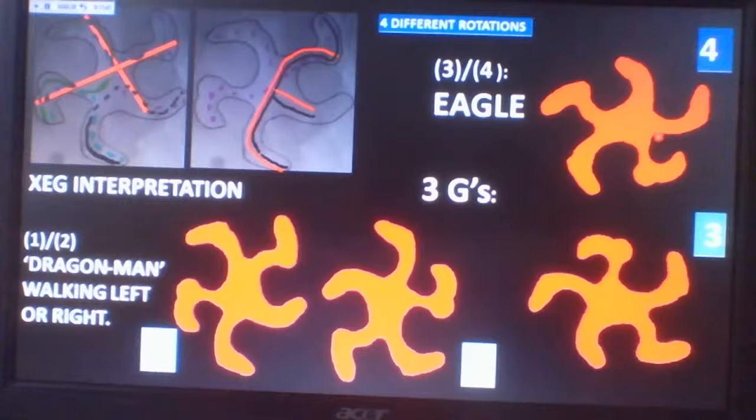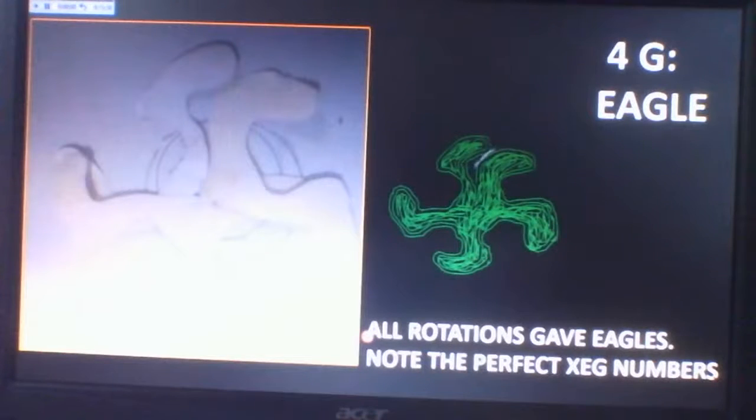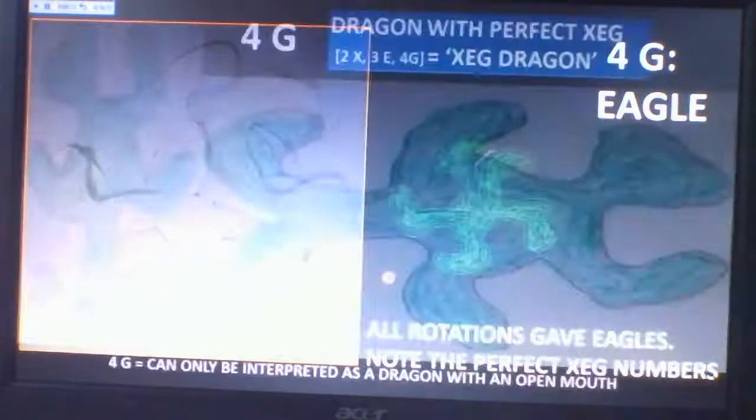In this rotation, it looks like definitely an eagle. All right, the same, it looks like an eagle. That's using 3Gs. So with 3Gs we now have 5G and eagles, and you know who is connected with those. Now using 4G, this is definitely like an eagle flying, an eagle in flight. All rotations gave eagle, nothing else. All right, so eagles everywhere.